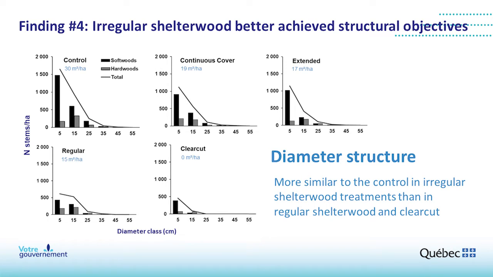And last finding, the irregular shelterwood better achieve the structural objectives. If we look at the diameter structure, we can see that the continuous cover and extended irregular shelterwood have quite similar diameter structures compared to the control, while it differs much more with the regular shelterwood and the clear cut treatments.